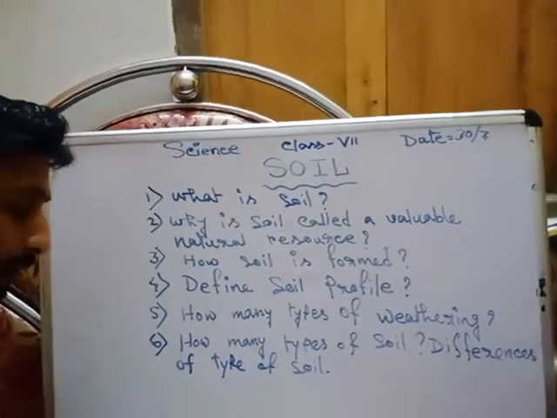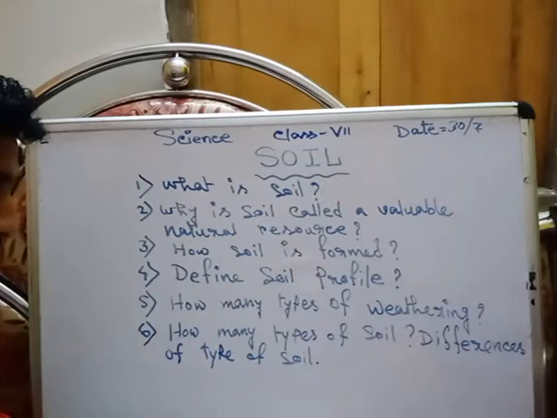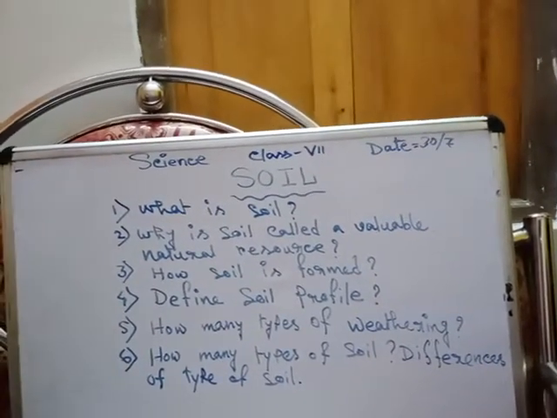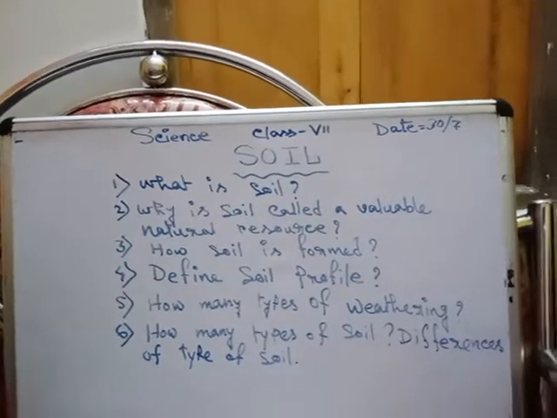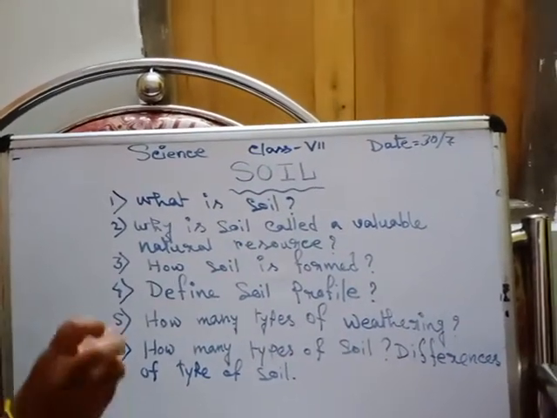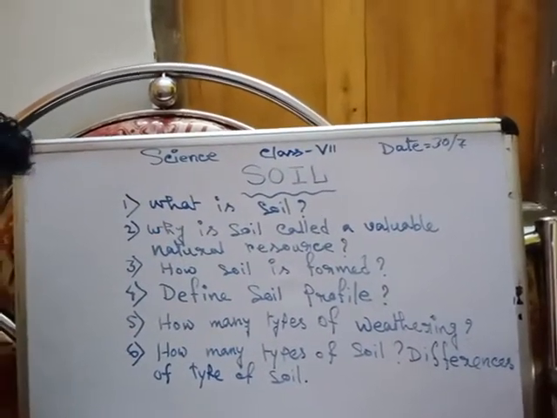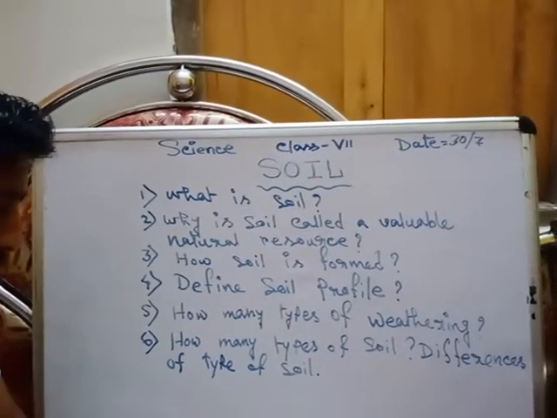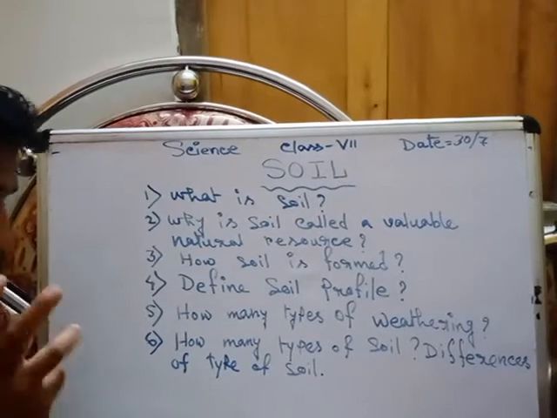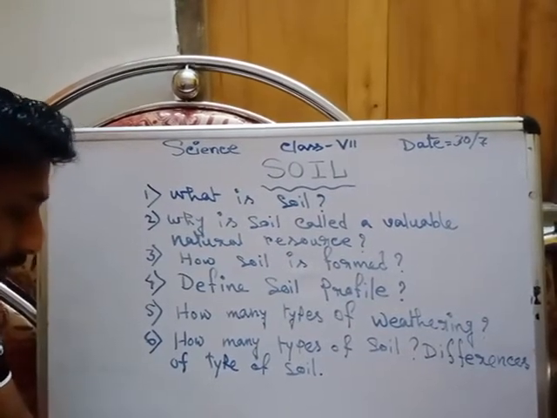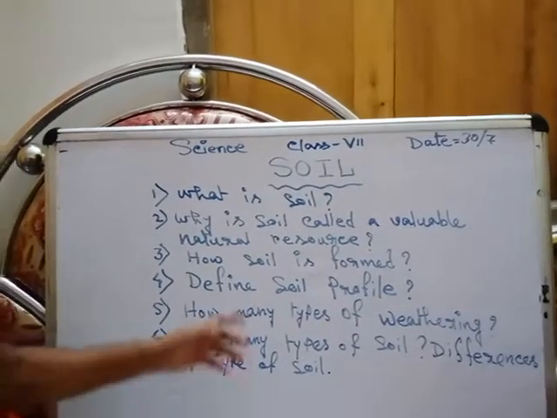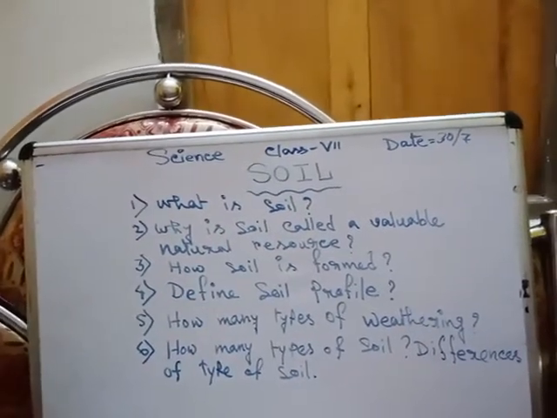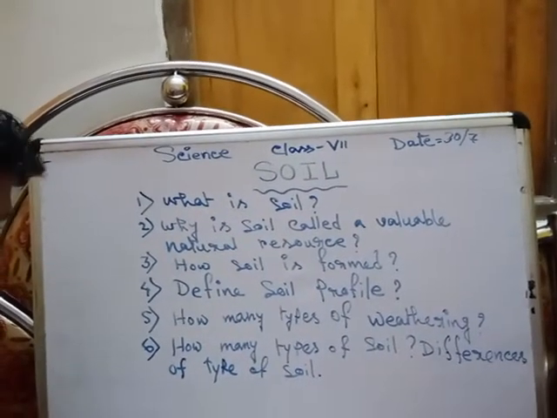Soil also keeps the plants in their place by holding their roots. Obviously the plant is held by the soil, it will stand, and the roots firmly hold the soil. So this is the cause of soil being a valuable resource.